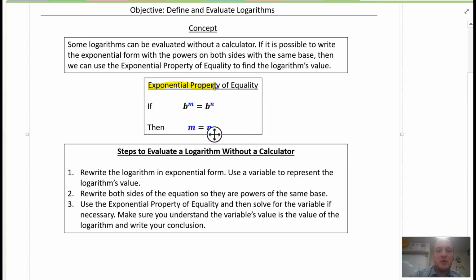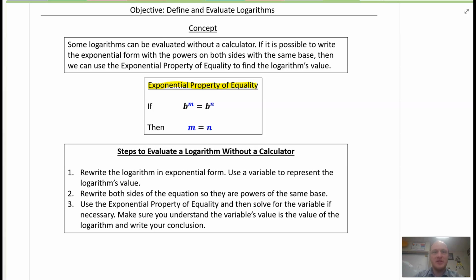The exponential property of equality states that if you have an equation where you have the base of an exponential expression on both sides, that's the same, okay, so left side is equal to the right side, the base is the same, well then their exponents have to be the same, okay? And intuitively this kind of makes sense, right?